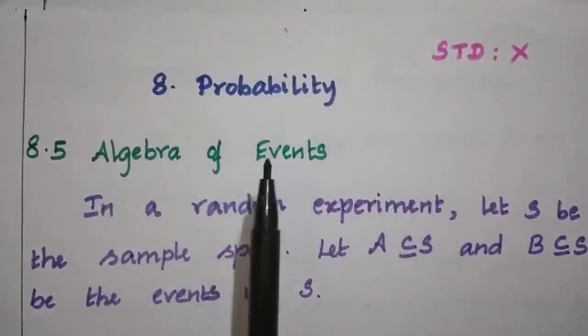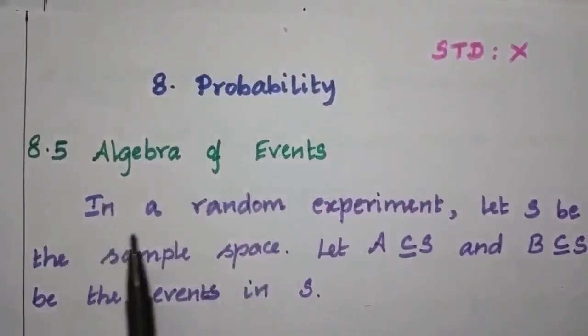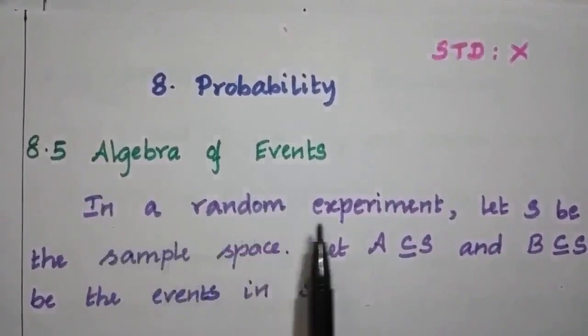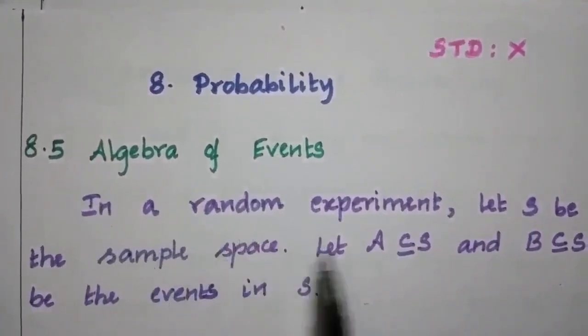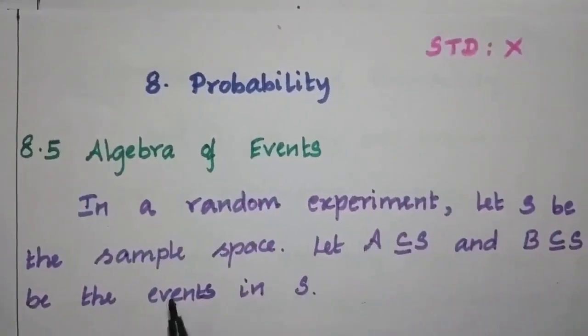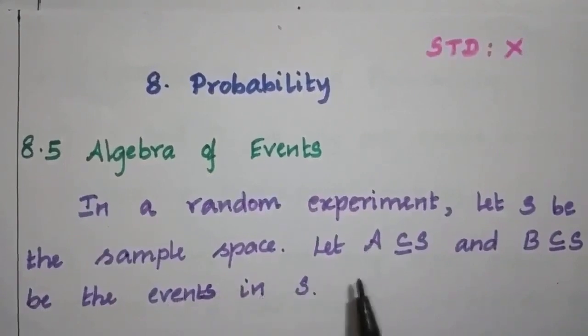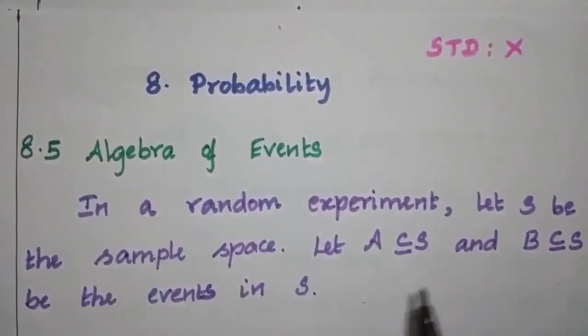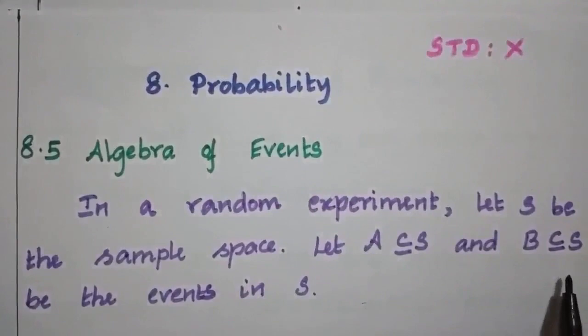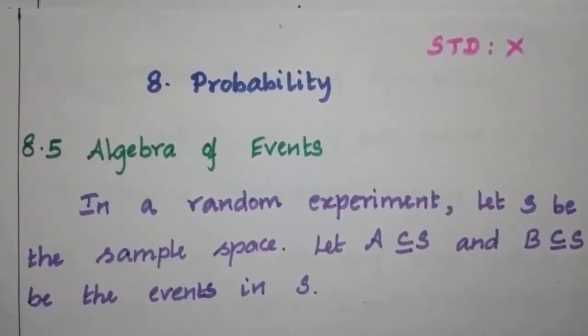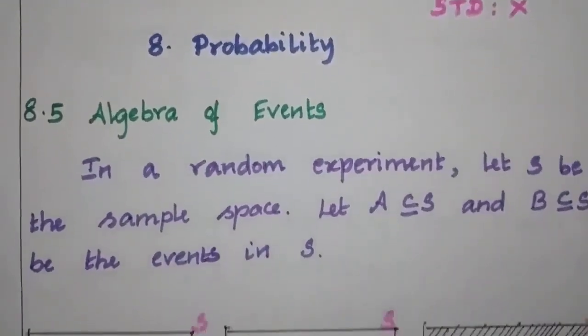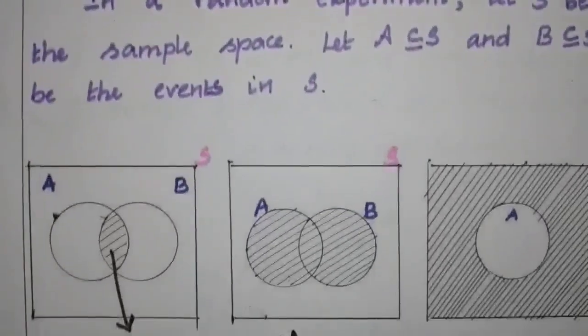Chapter 8 Probability. Today we are going to learn about algebra of events. In a random experiment, let S be the sample space. Let A be a subset of S and B also a subset of S, be the events in S. Look at these Venn diagrams.